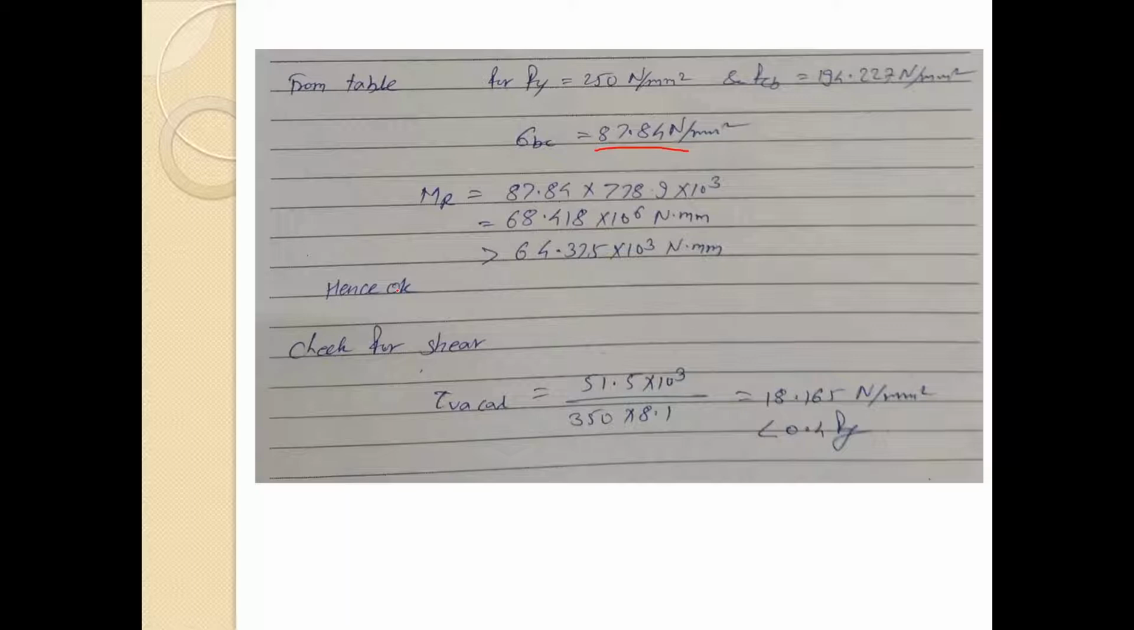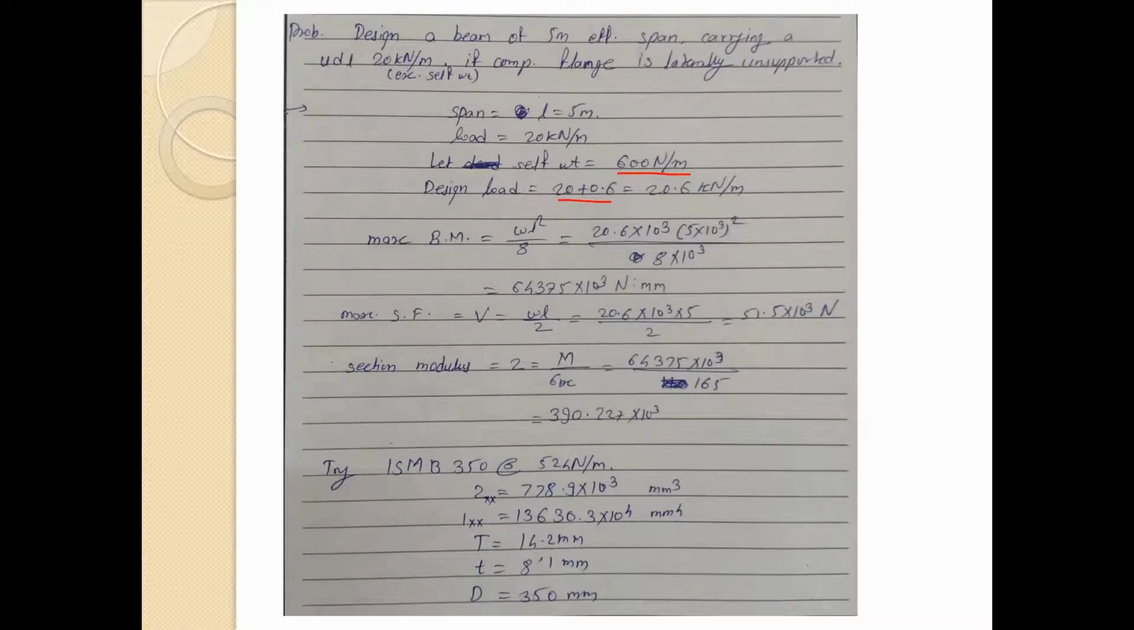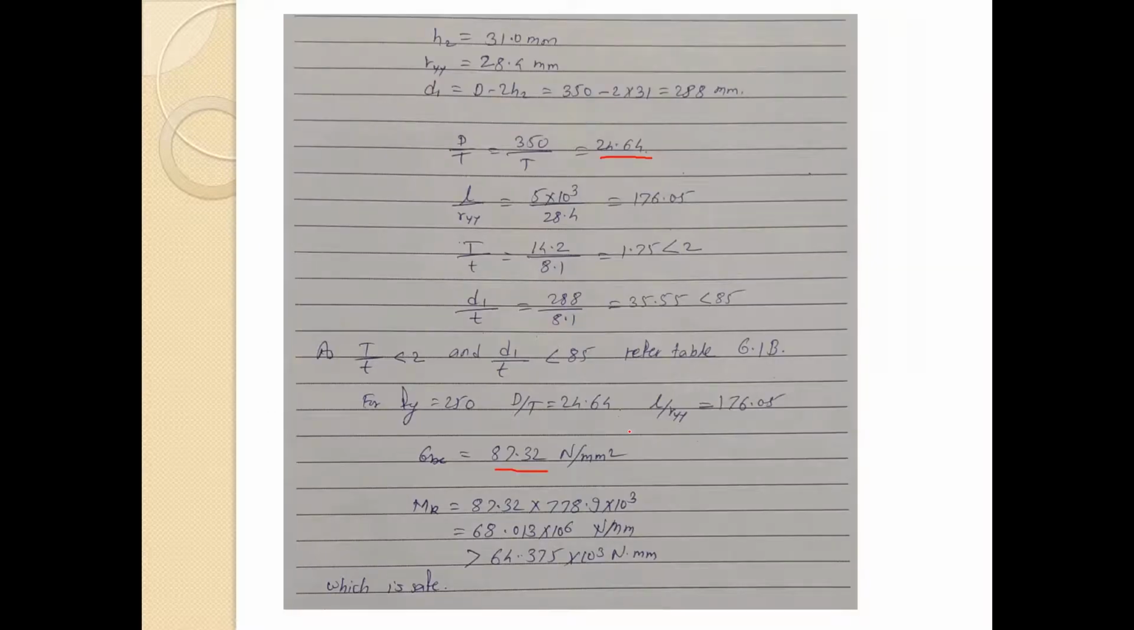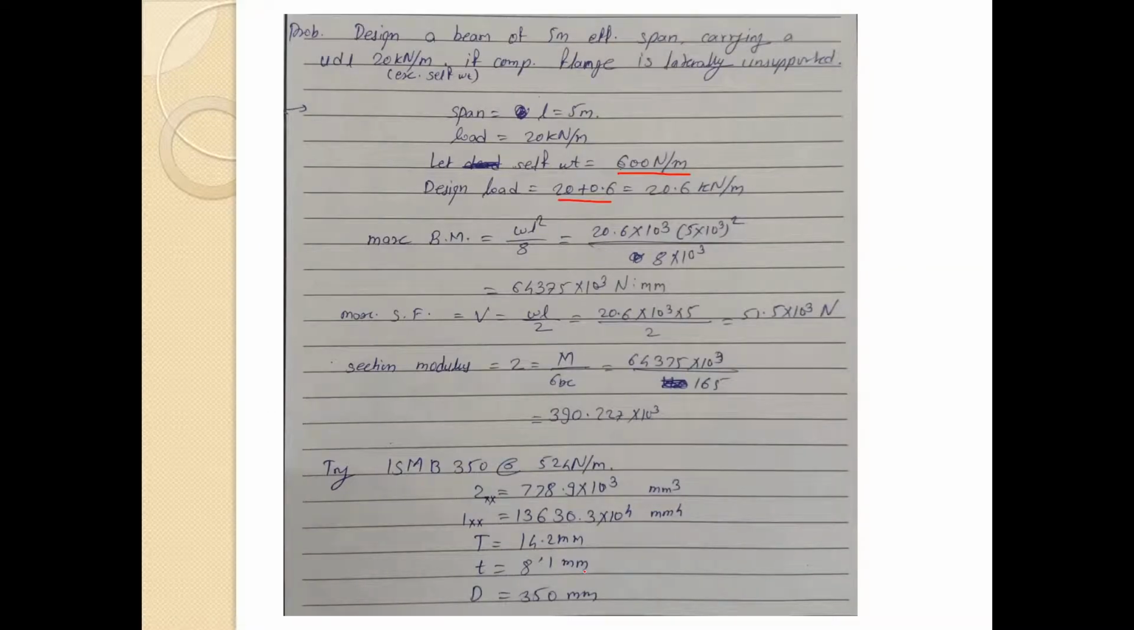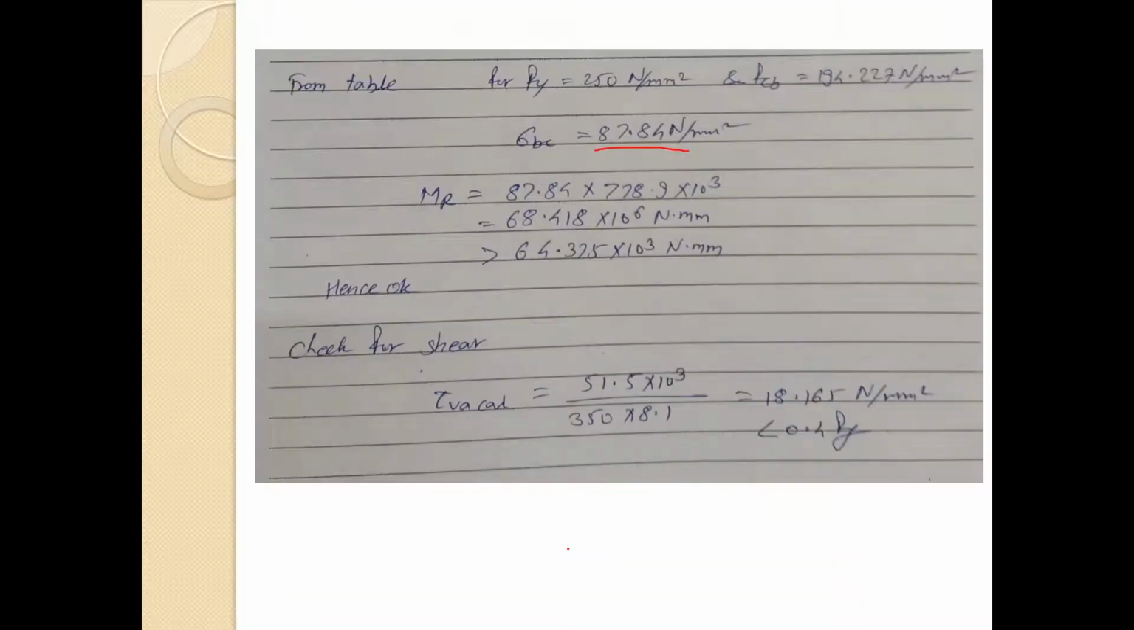Hence it is okay. Now check for shear, that is tau. We calculated the maximum shear already, 51.5 into 10 raised to 3. So the 51.5 into 10 raised to 3 divided by this 350 into 8.1, which is again the depth and the thickness of the web. So what we'll have is 18.165, which is lesser than 0.4 fy, hence okay.